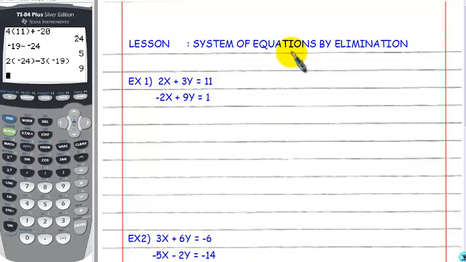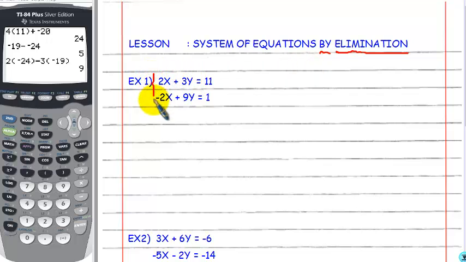Hello, this is going to be a lesson on system of equations by elimination. By now we have learned two methods of how to solve system of equations: by graphing and by substitution. And today we're going to be doing the third one, which is by elimination. Basically, here I have example number one.